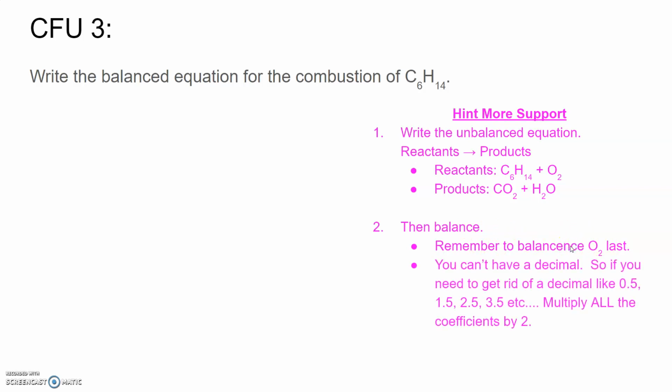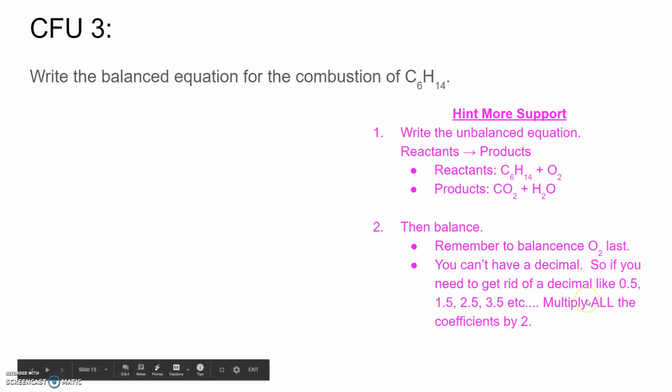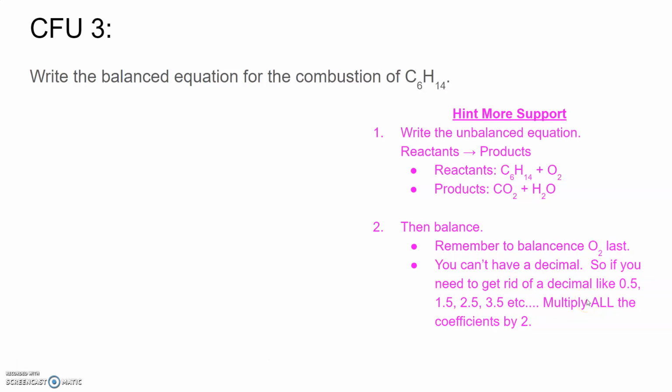And remember, you can't have a decimal. So if you need to get rid of a decimal like 0.5, 1.5, 2.5, etc., you need to multiply all the coefficients by 2. Pause the video now. When you press play again, the answer will be revealed.